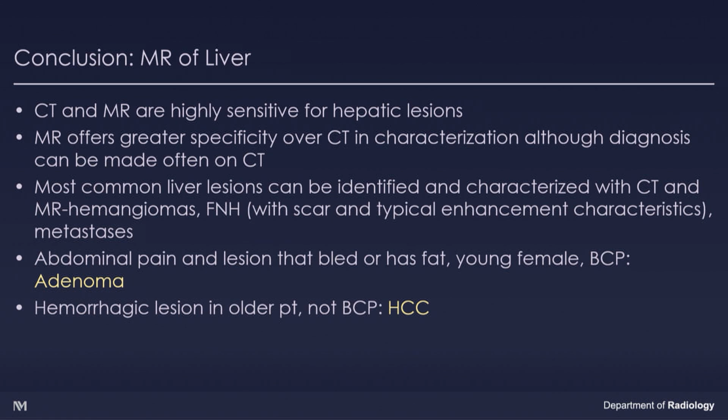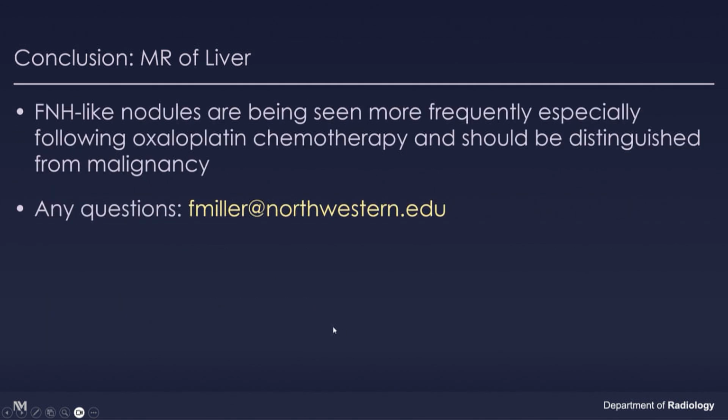If you have an abdominal pain and you have a lesion that either bled or has fat, as we talked about in a young female on birth control pills, you should think of adenoma. In contrast, if you have a hemorrhagic lesion in an older patient or a lesion that has fat and is not on birth control pills, certainly think of HCC. If you have FNH-like lesions, you need to consider and look back at the history, and because it's often not provided, as the patient had oxaliplatin chemotherapy, and these should be distinguished from malignancy. And as a radiologist, you can make a huge difference, obviously, in the diagnosis.